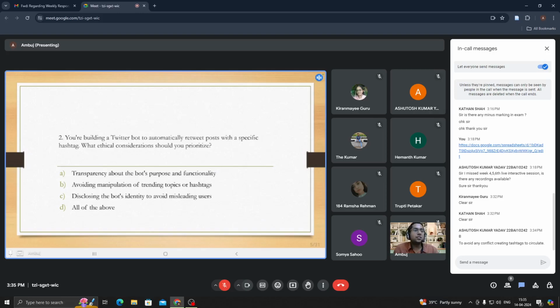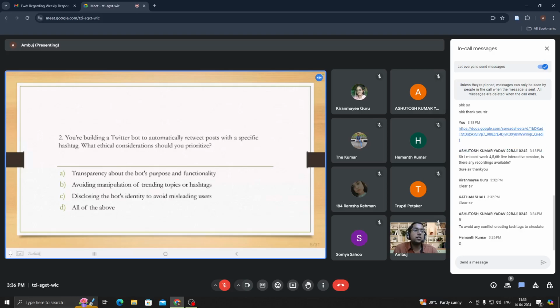Try to think about the question. I was just doing chit chat. Yeah, B, avoiding manipulation of trending topics or hashtags to avoid any conflict. Okay, no problem. Ashutosh, if you think more logically, then you will find why options A and C can be included or not. Try to think about them. They have the potential to be included in your ethical considerations or not. Hemant Kumar is saying option D. Great.